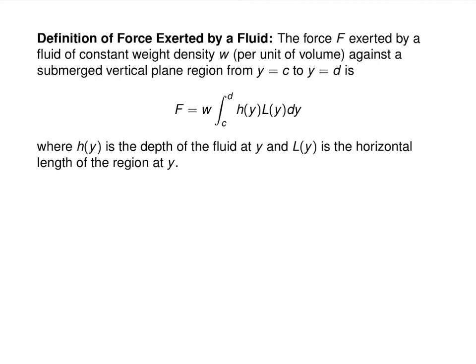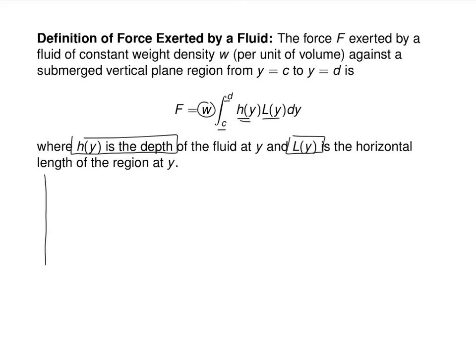All right, here is the equation we're going to use. The force F exerted by a fluid of constant weight density W per unit of volume against a submerged vertical plane region from C to D is given by the weight density times the integral from C to D of h of y, which is the depth, and it's going to be a function, and L of y, which is the horizontal length. And I think it's important to discuss why this is true.